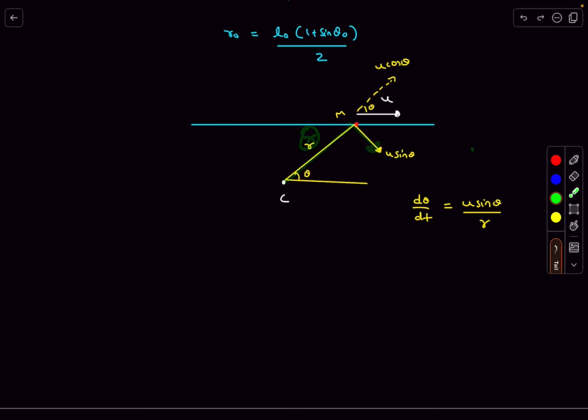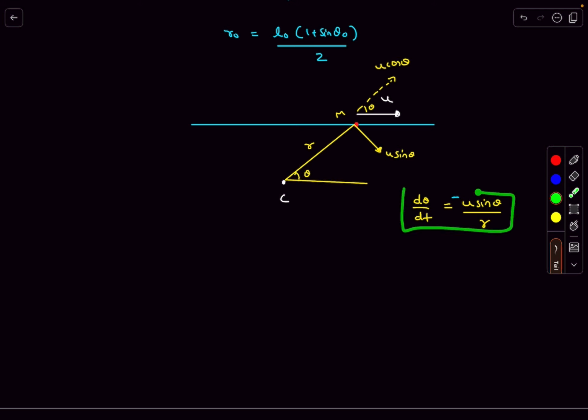Yes, the point C will have some velocity V along the line CM, but that doesn't contribute to the rotation of the line, right? Only this u sine theta component rotates the line. Now we also have to put a negative sign over here. Why? Because the omega is trying to decrease the angle theta. It's opposite to the direction of theta.